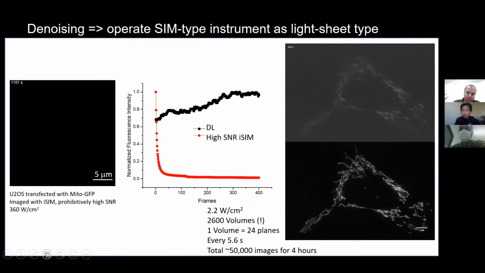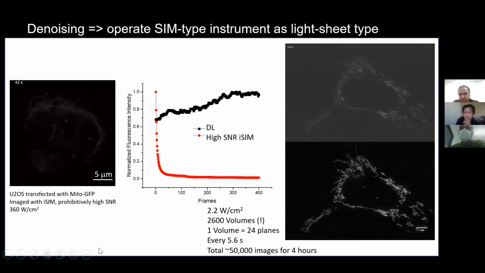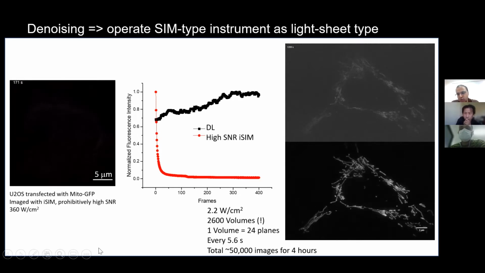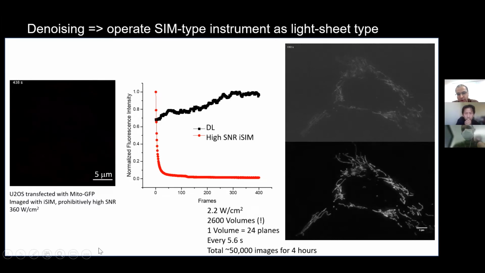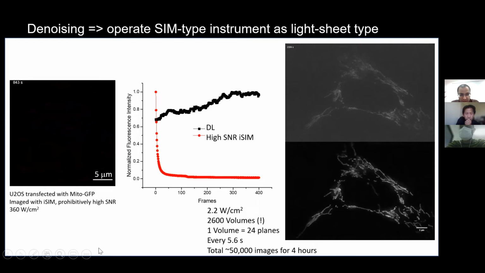Using the RCAN trained on fixed cells, we were able to recover the data to the point where we could get super-resolution images that were, in principle, segmentable. And in this case, we imaged for a few thousand volumes, or tens of thousands of images, without any detectable photobleaching or photodamage. In fact, the fluorescence actually increased over time, which is remarkable.